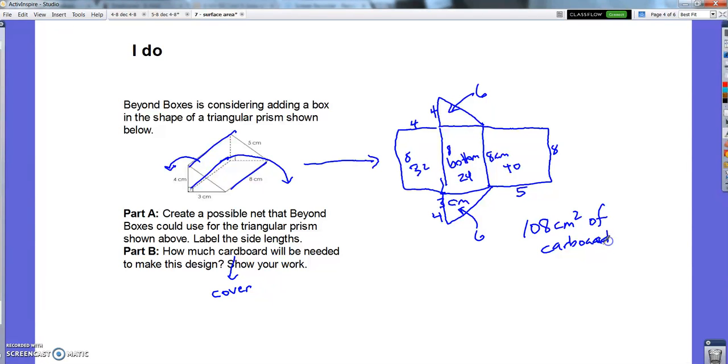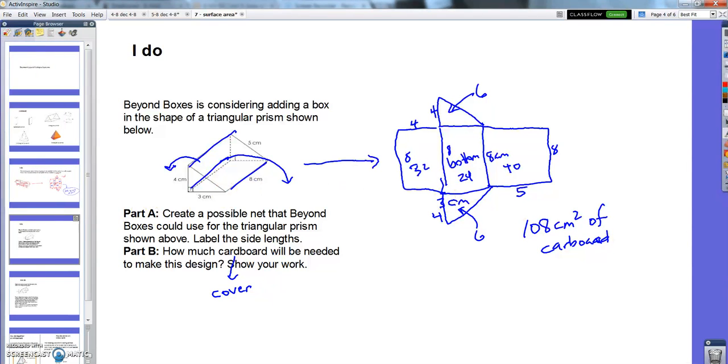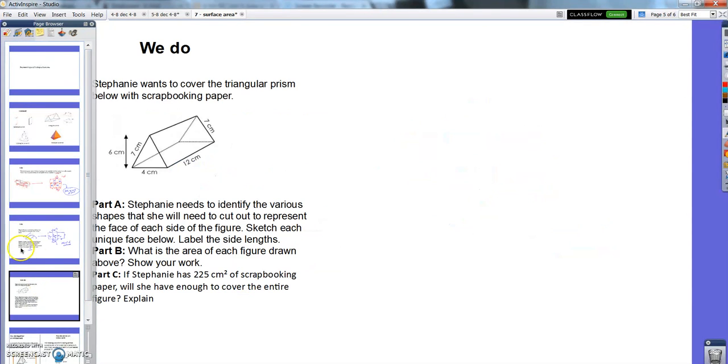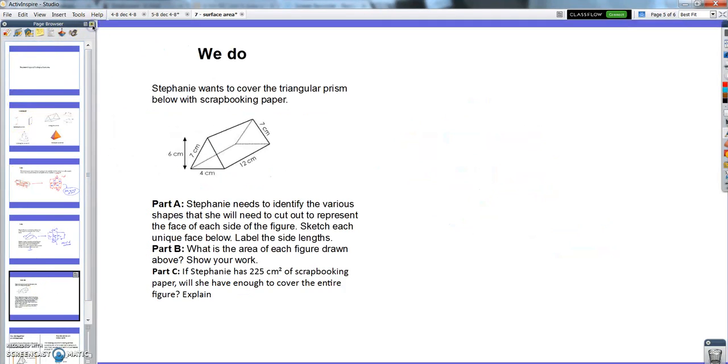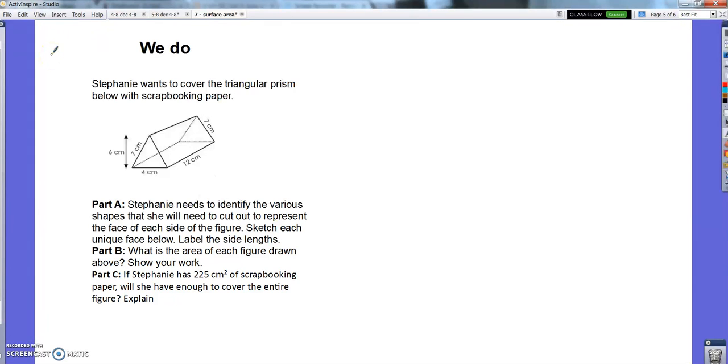All right, open your math notebook. Let's do one together. Do another triangular prism for your notes. So she wants to cover this with scrapbooking paper, like wrap it. And again, we're covering it, right? That's always a good sign for surface area. If you want to pause, there's a lot of parts to this question. Why don't you pause and write the question down, and then we'll work it together.